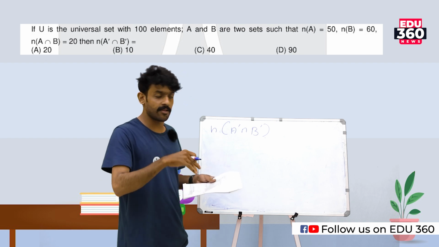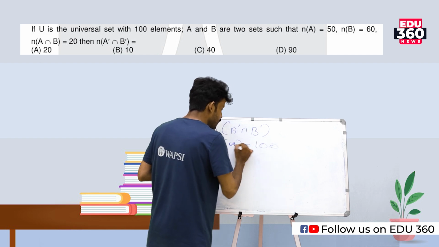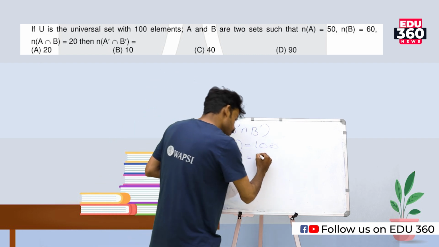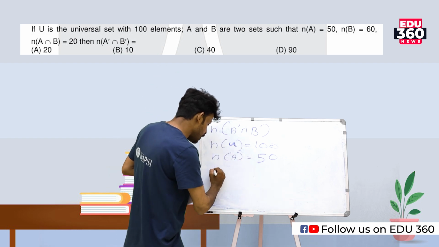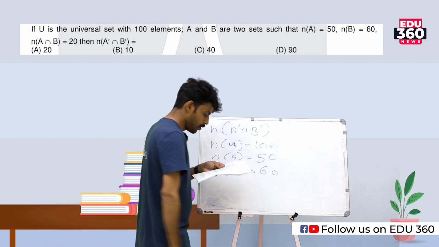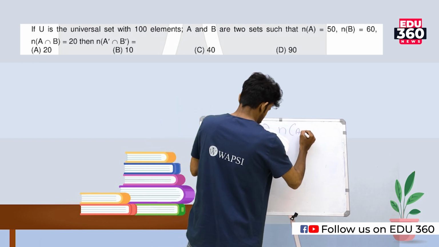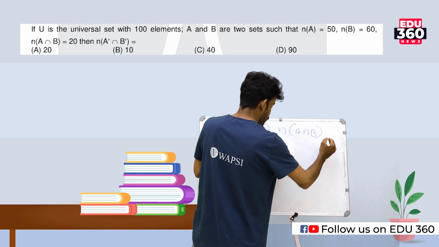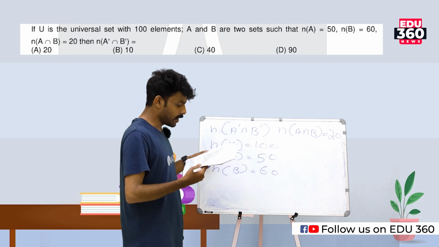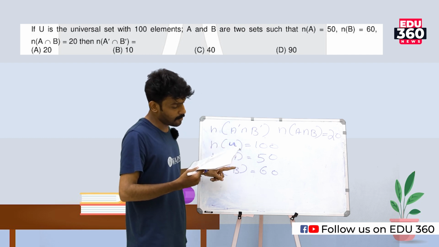First of all, we can write the given hints once again. n of U is equal to 100, from the question. n of A is equal to 50 and n of B is equal to 60. And n of A intersection B is given in the question, that is equal to 20. So n of U is equal to 100, n of A is equal to 50 and n of B is equal to 60.